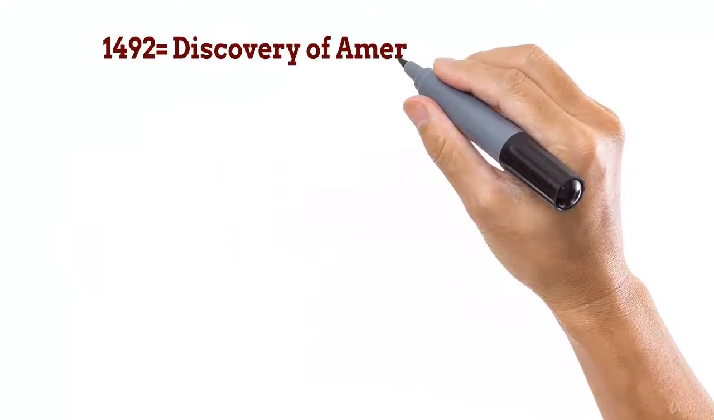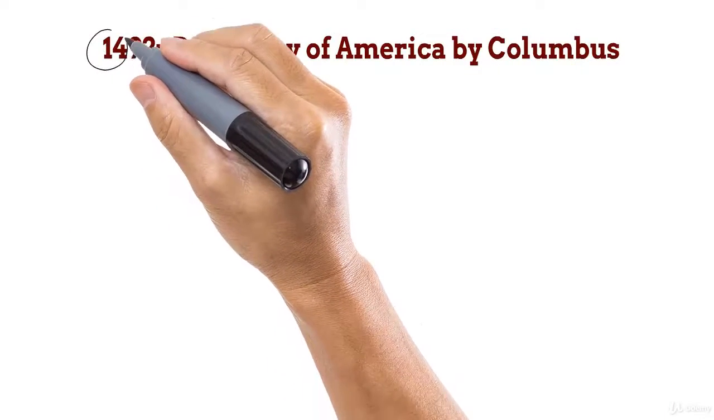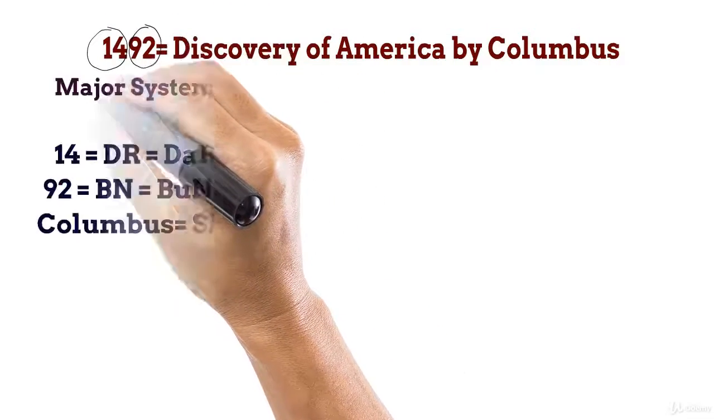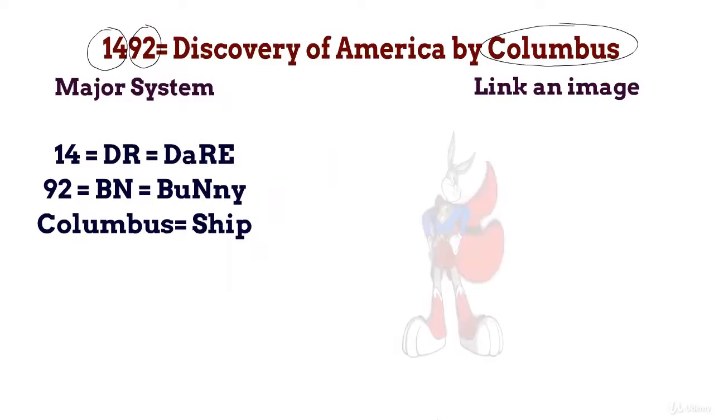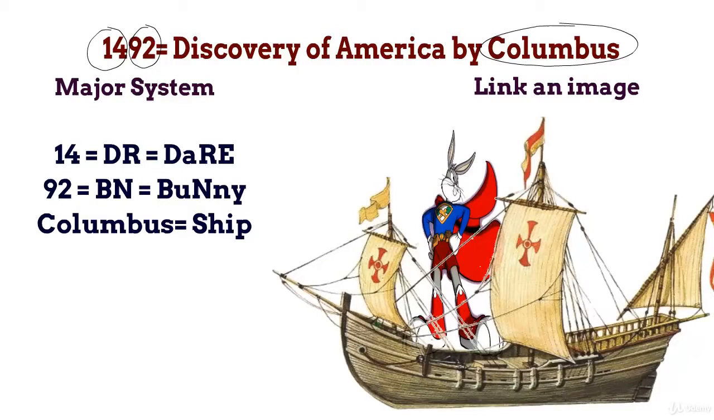Let's see an example. In 1492, Columbus discovered America. By chunking the year in 2s and applying the memory system, it will be transformed into DRBN or Dare Bunny. If you add to this picture a detail that represents the historical event, you'll get an unforgettable image of this fact.